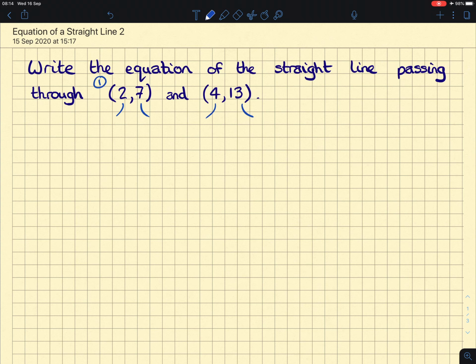So just because of the order, I'm going to make this point 1 and this point 2, but it wouldn't technically matter if you did this the other way around. So that makes 2 the x coordinate of point 1, and 7 is the y coordinate of point 1, 4 is the x coordinate of point 2, and 13 is the y coordinate of point 2.